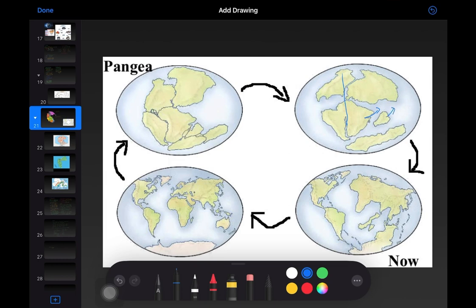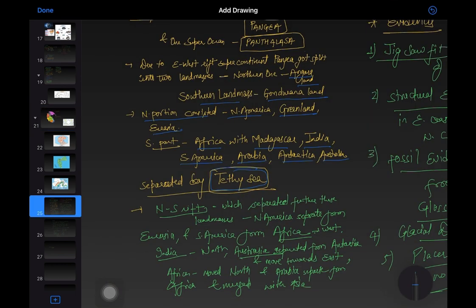Australia got separated from Antarctica. This is Australia, which got separated from Antarctica, and Australia started to move towards the east, while Africa moved toward the north. And at last, finally, Arabia got separated from Africa and merged with Asia. The north-south rift further separated these landmasses. North America separated from Eurasia, South America from Africa. Africa started its westward journey and started to move toward the north. Australia got separated from Antarctica and moved toward the east, while Africa moved toward the north.